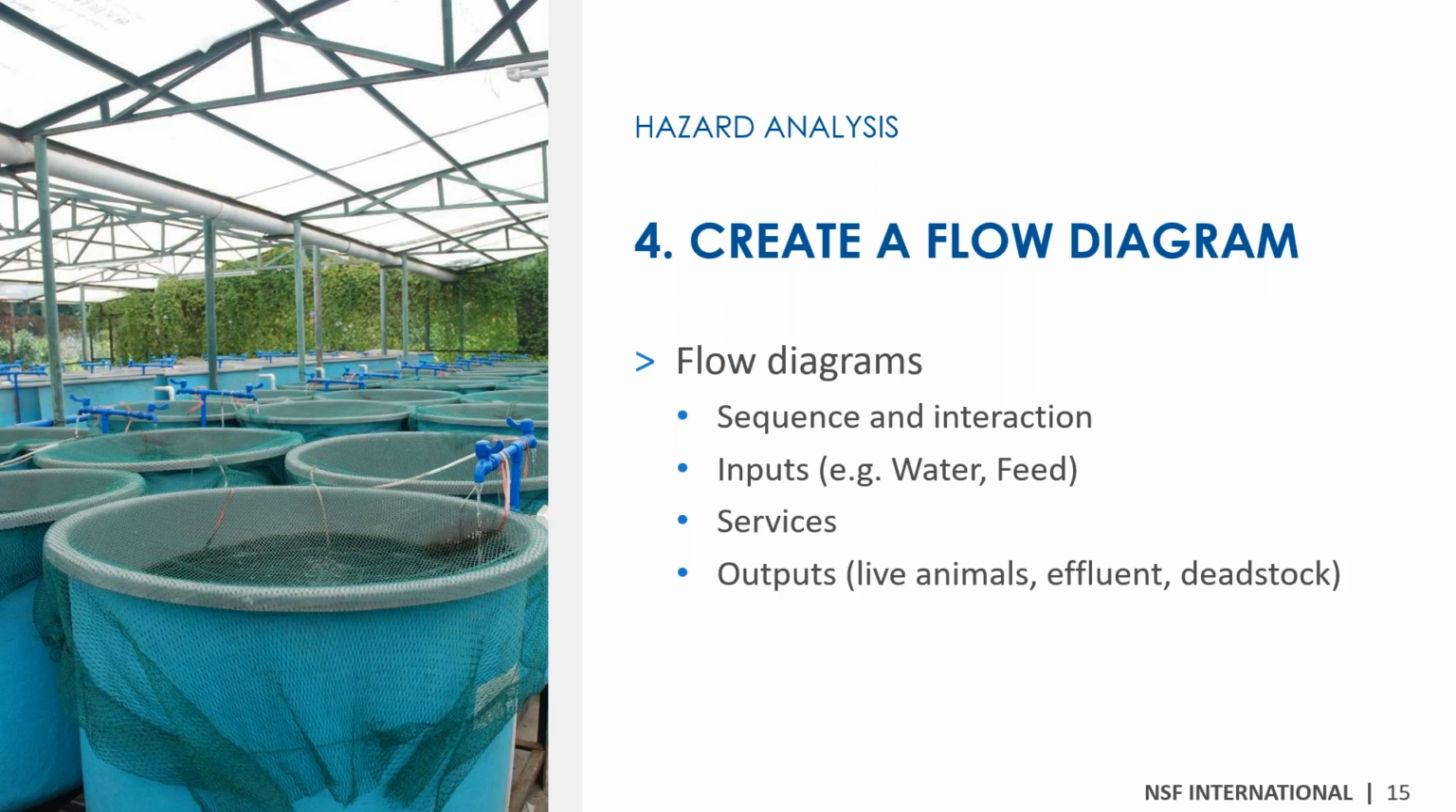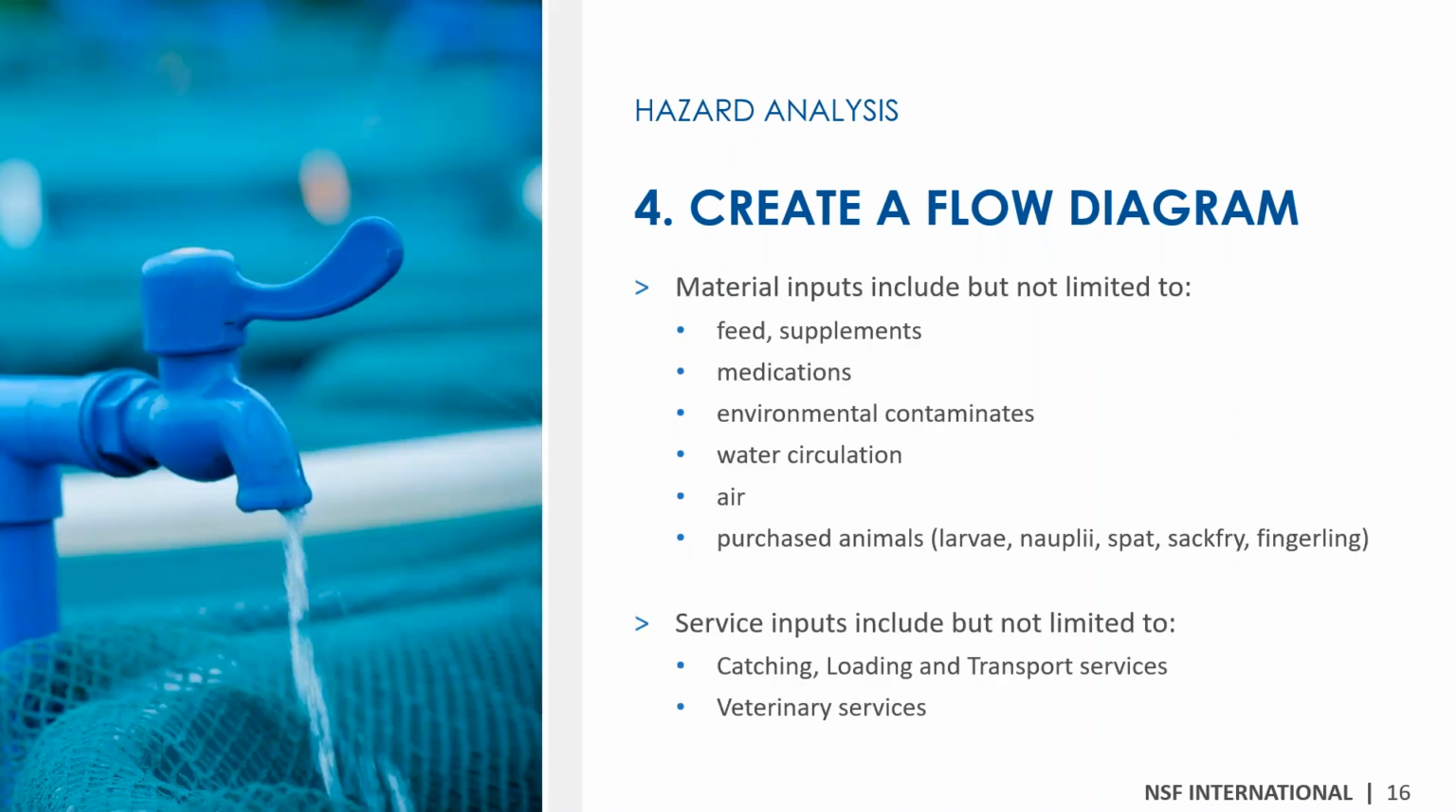The fourth is that flow diagram. So this is going to give you a sense of the sequence and interaction of the elements in your process. You want to identify the inputs to your system, what services you have coming into them from an outside source, and then the outputs from your system as well. Creating that flow diagram, some of the examples of the material inputs include, but are not limited to, feeds and supplements, medications, some environmental contaminants, if that's of relevance, water circulation, air, purchased animals. Service inputs could include catching and loading and transport services or veterinary services.